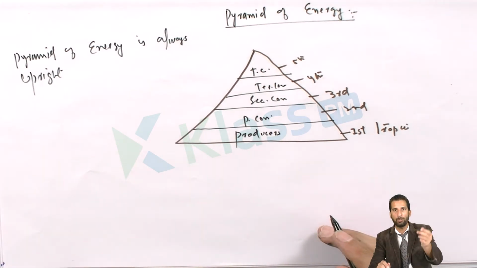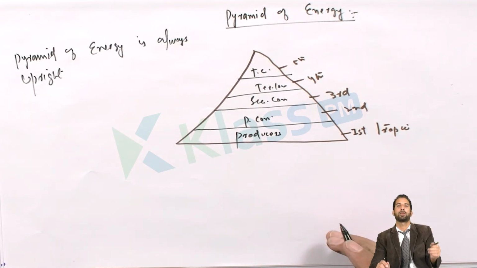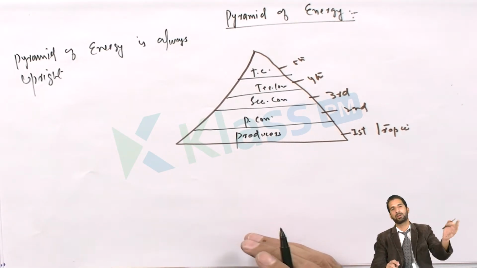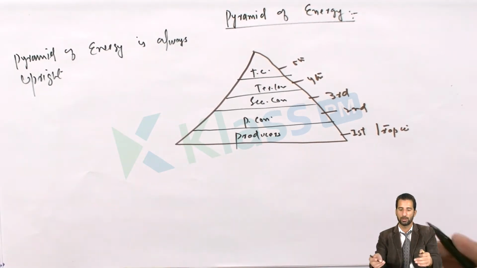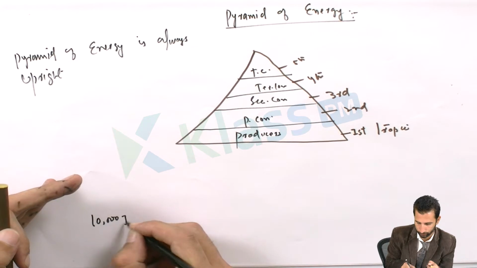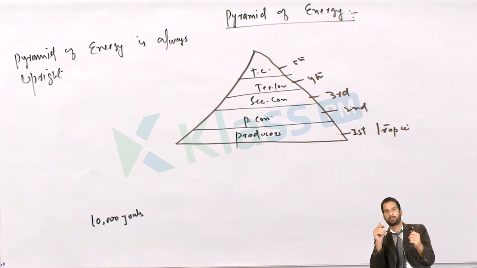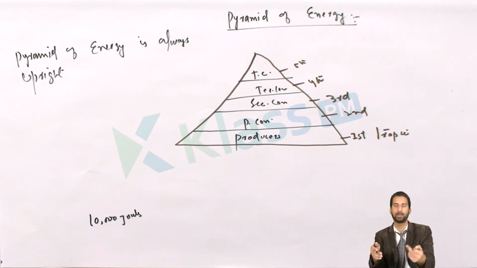The amount of energy would be highly available to the producer. 1% of the total sunlight is absorbed by the producers. Suppose 10,000 joules is available for the producer. Say 1 lakh joules was present there, and out of 1 lakh, 10,000 joules were utilized by the producer.